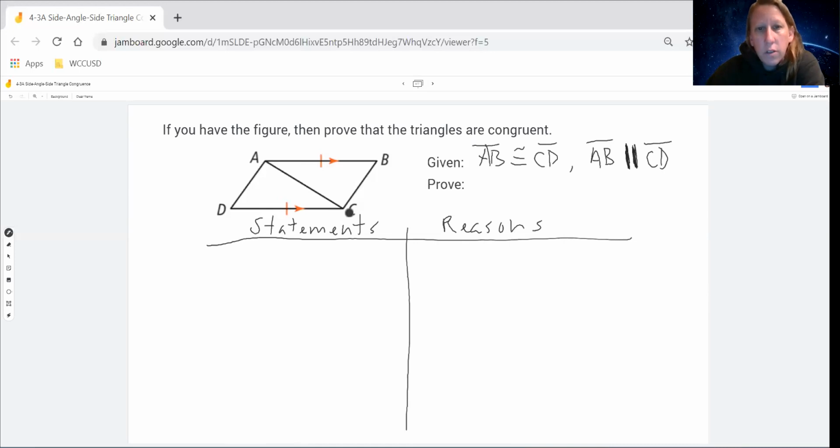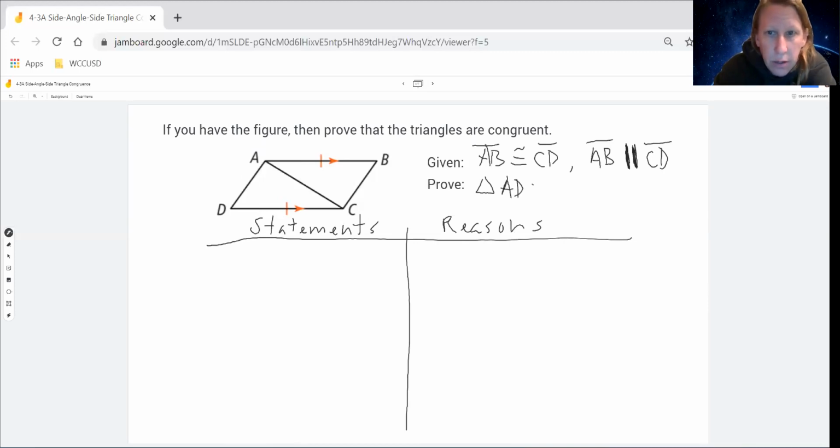Now, even if these look parallel, I can't say that they are. I can only trust what's given in the figure. What am I trying to prove here? Do you guys see two triangles? Okay, so we have triangle, I think I'll do triangle ADC.